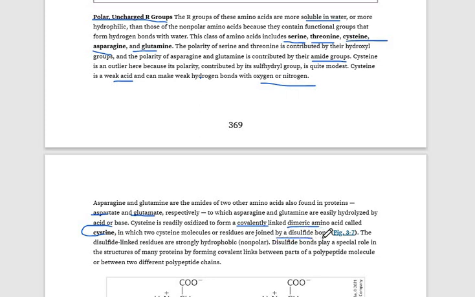This is the important property. The disulfide linked residues are strongly hydrophobic, non-polar. Disulfide bonds play a special role in the structures of many proteins by forming covalent links between parts of a polypeptide molecule or between two different polypeptide chains.